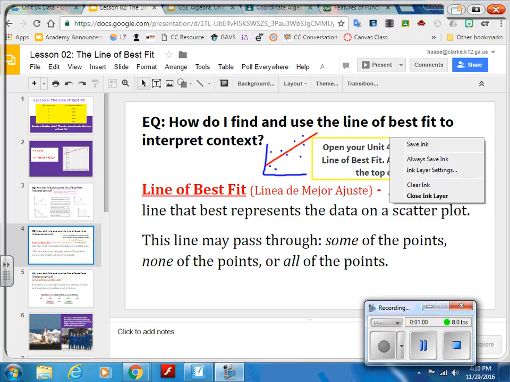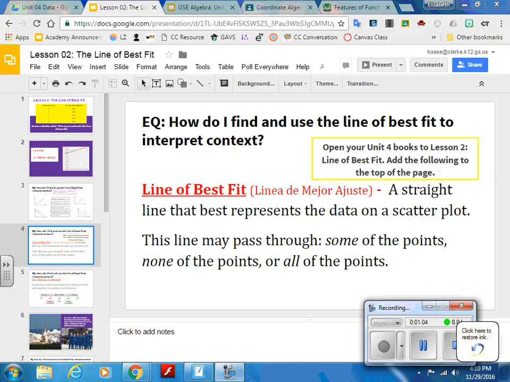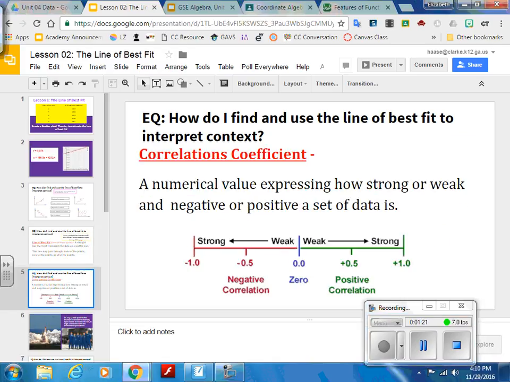So what we're going to do today is our goal is to be able to find the line of best fit, and we're going to use a technology tool called ShowDoor to do that. Now, when you type in your coordinate pairs, it's not only going to give you the line of best fit, it's also going to tell you how strong or weak or positive or negative that relationship is, and we call that vocabulary term the correlation coefficient.